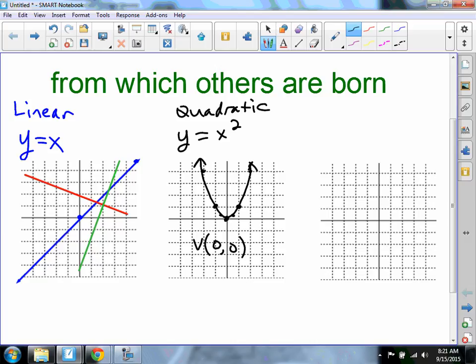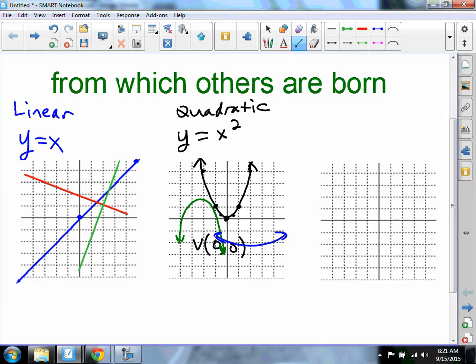So again, keep in mind, that's the parent function. There are offspring. There could be a quadratic function that looks like this. There could be a quadratic function that looks like this. Okay? They're related. They still have some kind of U shape to them. They just might be flatter. They might appear narrower. Their vertex might be in a different place. Instead of opening upward, they might be opening downward. How are we doing so far?